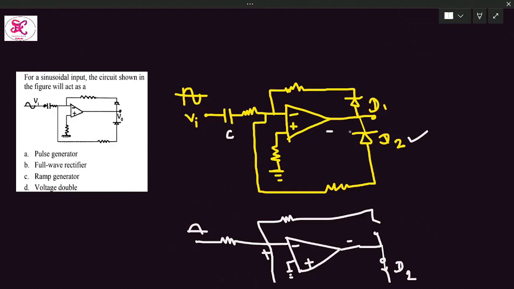Therefore, during the positive half cycle, D2 will conduct, and during the negative half cycle, D1 will conduct. And this type of operation we use in a full wave rectifier. So this type of circuit is used in a full wave rectifier. So in this problem, option B is right, and this is the solution of this problem.